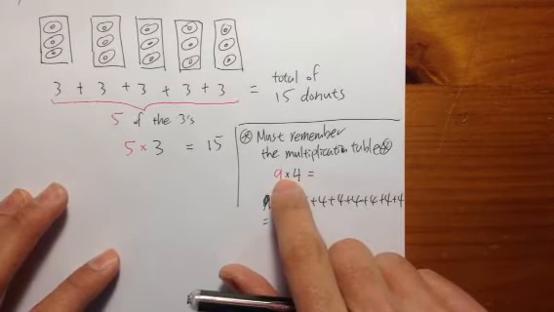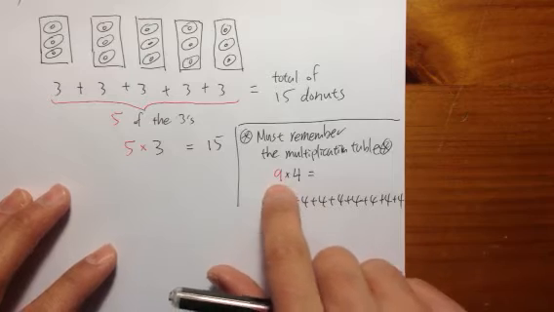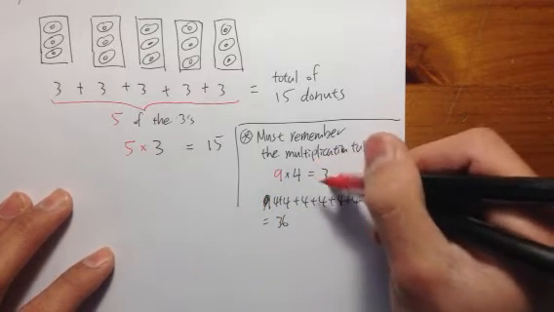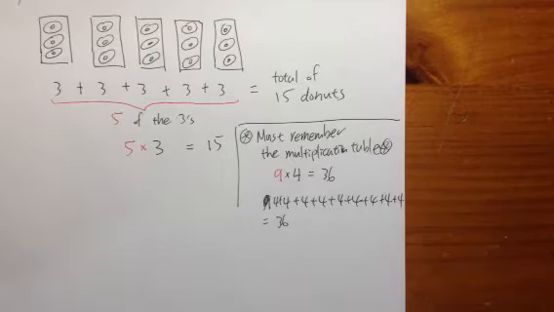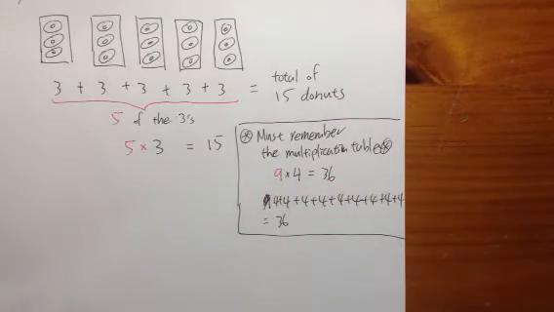But if you memorize the times table, then you will know 9 times 4 is equal to 36 by the times table from the multiplication table. Okay.